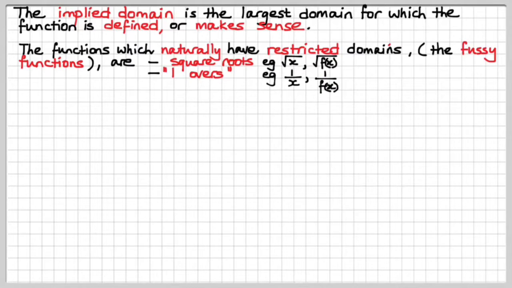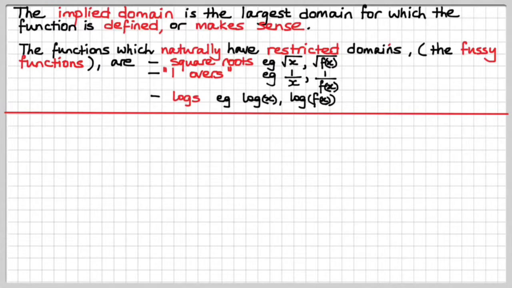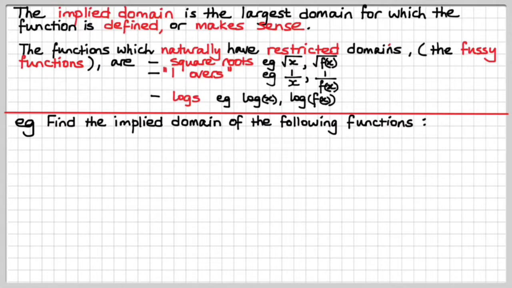It can't be negative. The second class of fuzzies are the 1-overs, in which case the denominator can't be 0. And we've got the logs, these ones here, where whatever is in the bracket has to be positive. Can't be 0, can't be negative. Okay, now if you get a handle on that, ladies and gentlemen, you are laughing. You're laughing all the way to full marks.